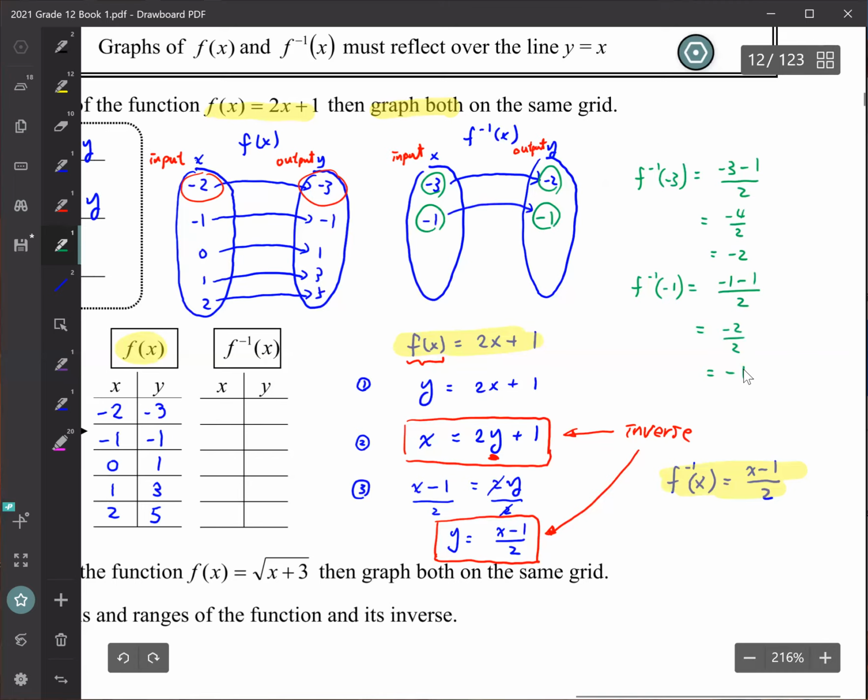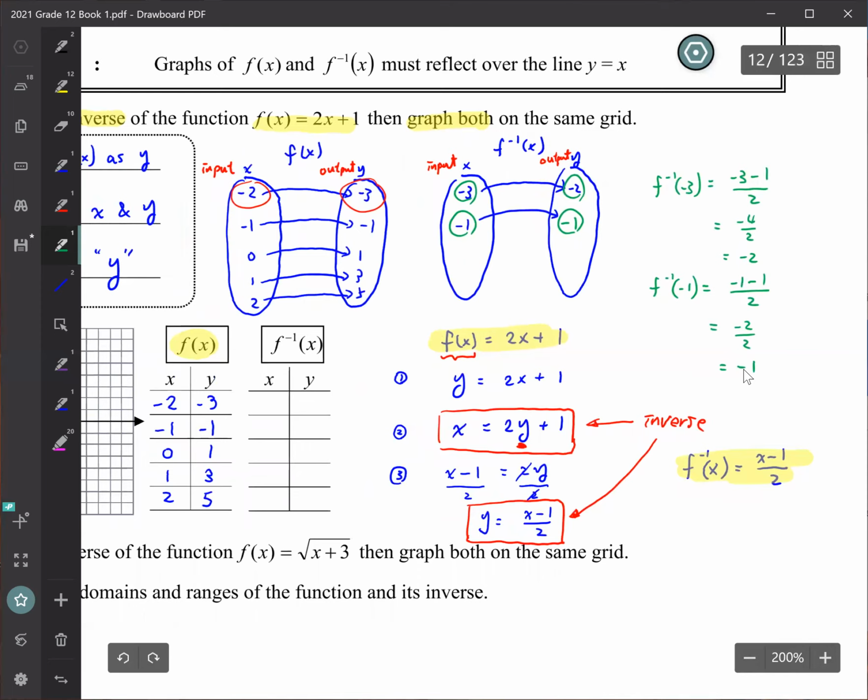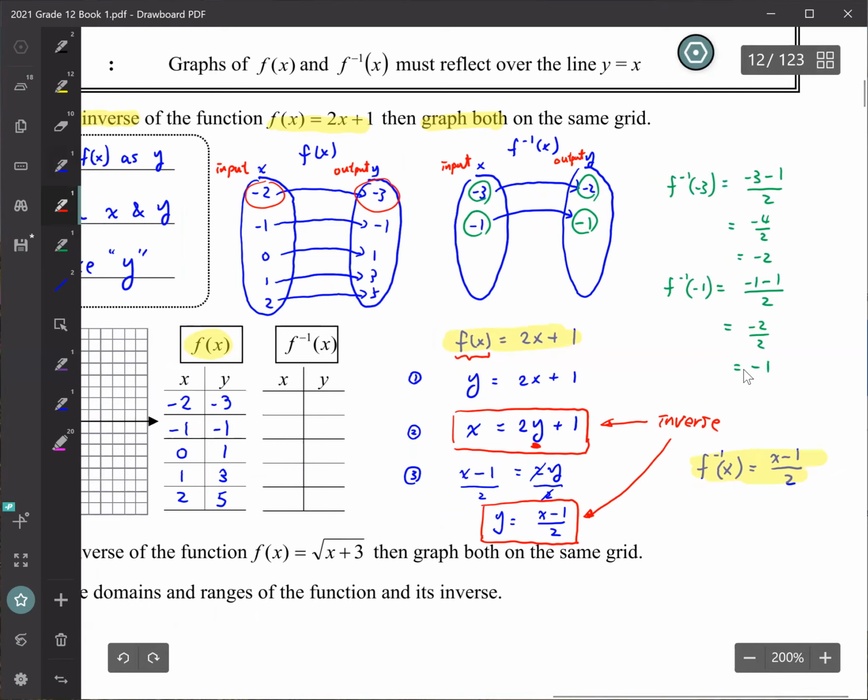Okay, and so on. And so that means once you know the table for the original, then the table for the inverse will be just flipped around. Okay, so we can go to our table now. Let's give a different color for each, because we're going to graph it. For the original, I'm going to use red. For the inverse, I'll use the green. So the first point for the inverse will be -3, -2, right? Flip the x and y.